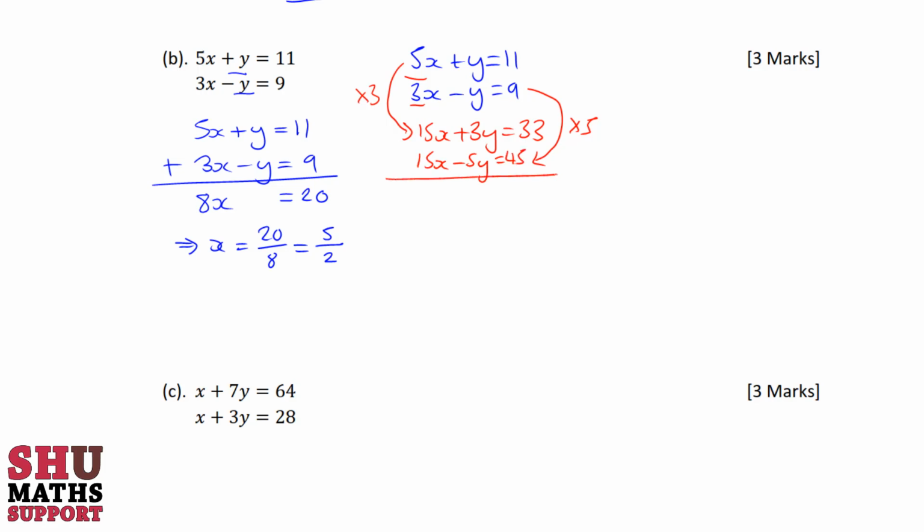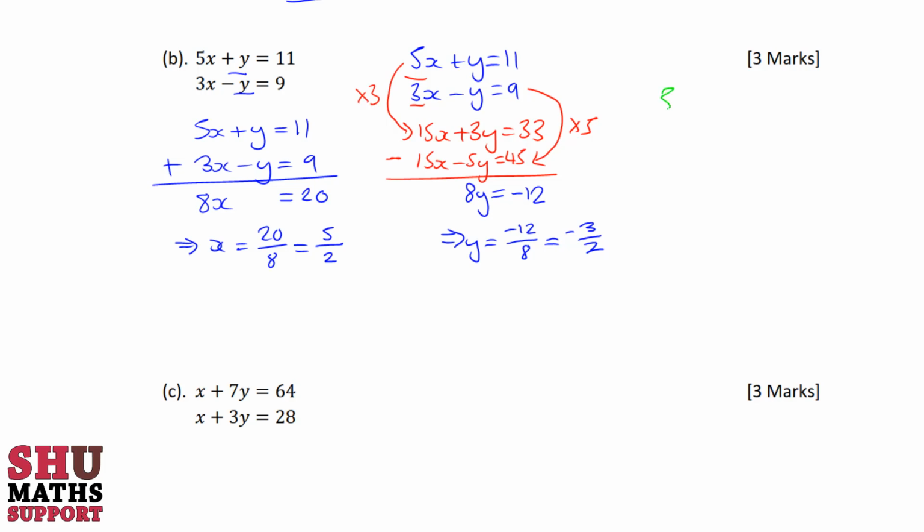And now we're able to subtract the second equation from the first equation to eliminate x, which will just leave us with y. So we would have 15 minus 15 is equal to 0. 3y minus minus 5y is 3y plus 5y, which is 8y, is equal to 33 minus 45, which is minus 12. And then this implies that y is equal to minus 12 over 8, which is equal to minus 3 over 2. And then we want to check our solutions are correct just by substituting them back into the equations.